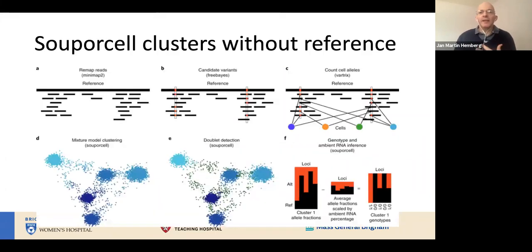So in the second generation of these tools, they did away with a very important step here, which is having a known reference. One such example method is called Supercell. So in Supercell, you only require single-cell RNA-seq data.